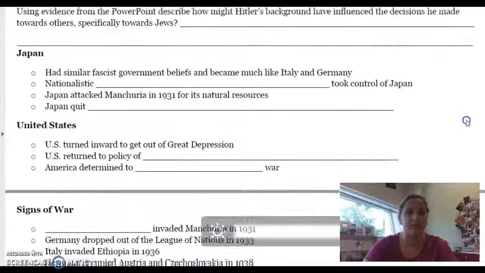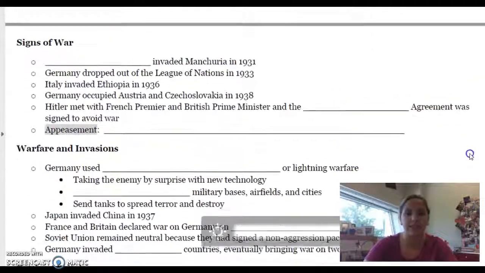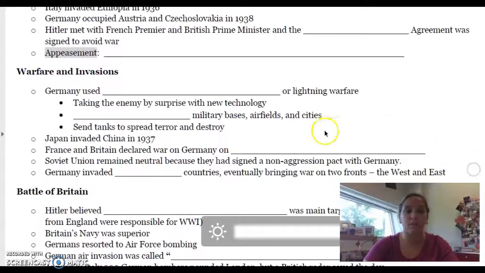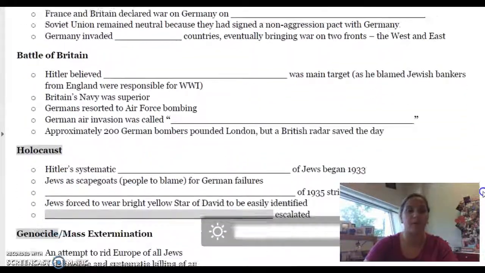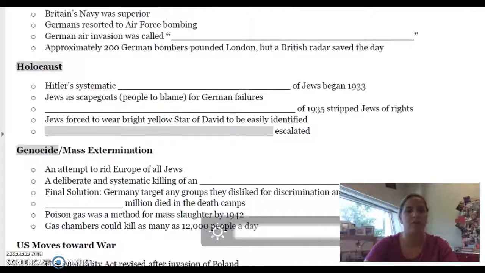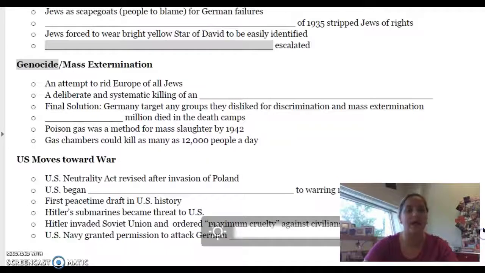It talks a little bit about Hitler's background, talks about Japan, the US, how the war started, different warfare and invasions, a couple battles that are important for you to know, touches on the Holocaust, and then how the United States actually ends up joining the war.